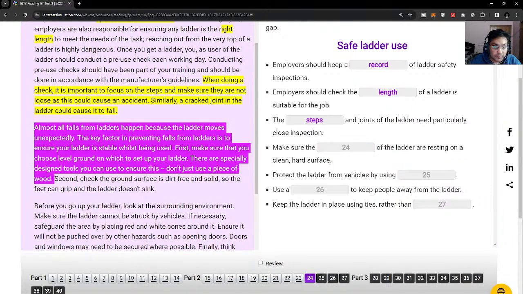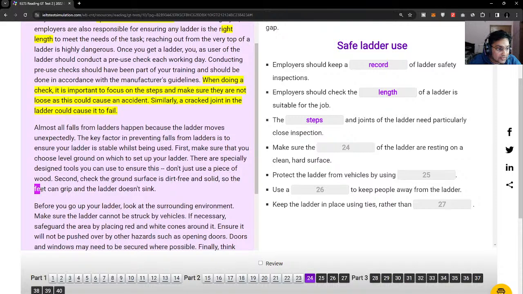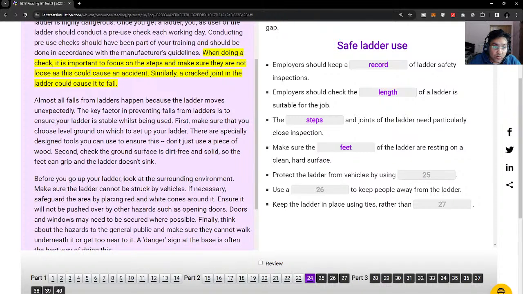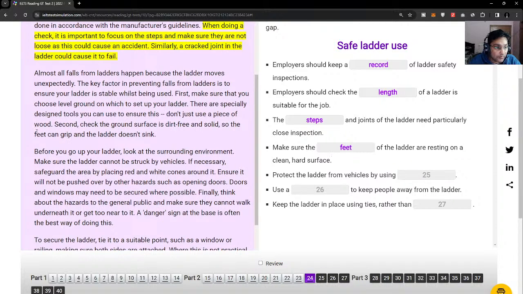This pretty much explains the clean, hard surface, and the answer is feet. Okay, the answer is feet. Protect the ladder from vehicles by using cones. Before you go up the ladder, look at the surrounding environment. Let me just highlight this as well. It's feet.